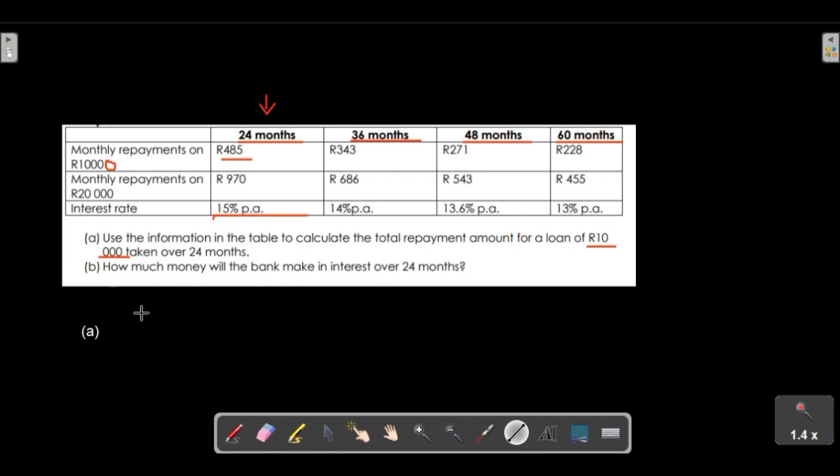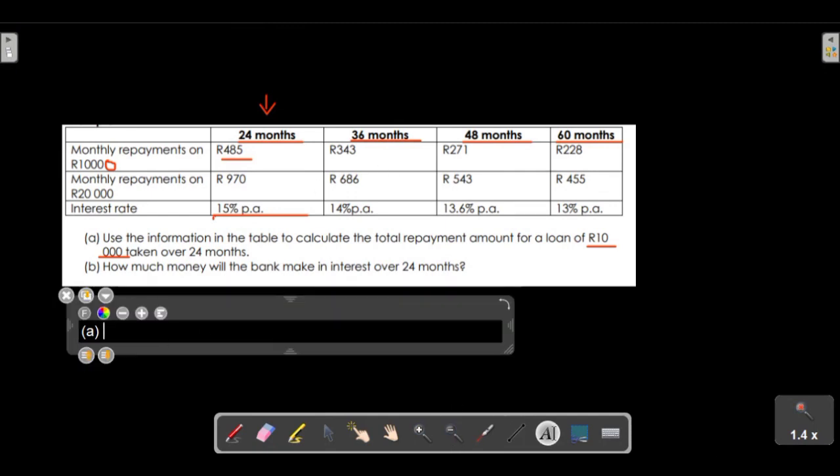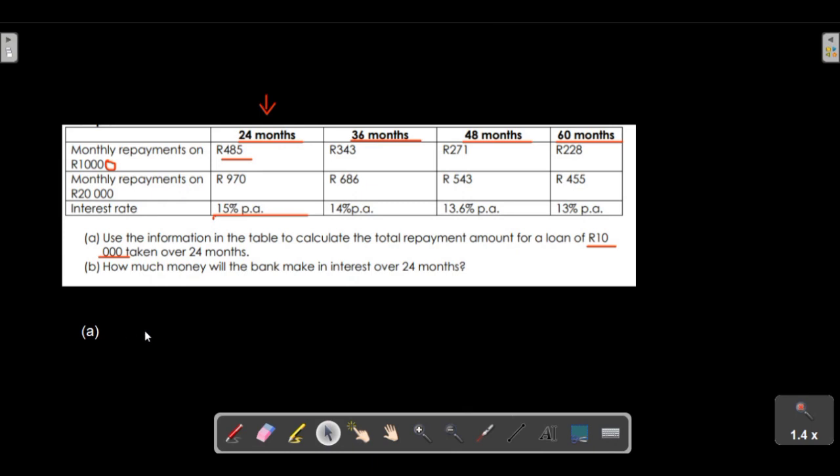The first question says use the information in the table to calculate the total repayment amount for a loan of 10,000 rands taken over 24 months. Okay, so guys, this is how we do it.